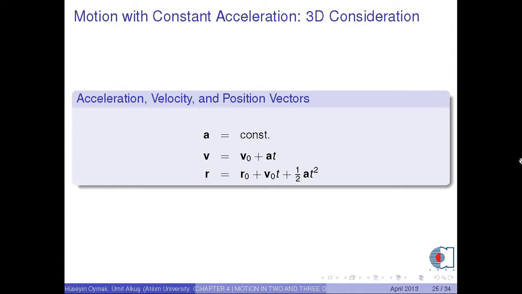In Chapter 2, we studied one-dimensional motion with constant acceleration. With a slight change in notation, we repeat the equations obtained there for an object whose motion is restricted to the x-axis. That is, ax equals constant 1, vx equals vx0 plus ax t, x equals x0 plus vx0 t plus 1/2 ax t squared.